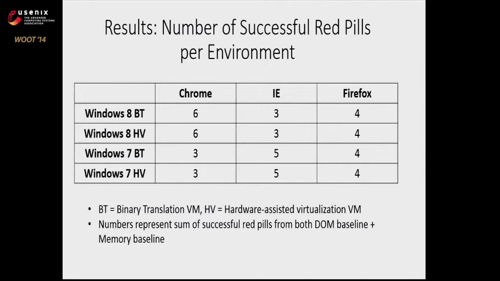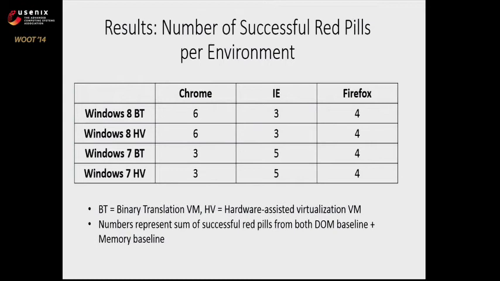And our paper goes into specifics of which red pills work specifically for what environments and has a lot more analysis. But at a high-level overview, the chart shows the number of successful red pills per environment that could distinguish between a VM and a non-VM. And the key takeaway here is that we have multiple red pills for every single environment we tested on. So regardless of the major browser you used, regardless of the 2 latest versions of Windows you use, and regardless of whether or not your VM uses hardware-assisted virtualization or not, we can distinguish between a real machine and the VM.